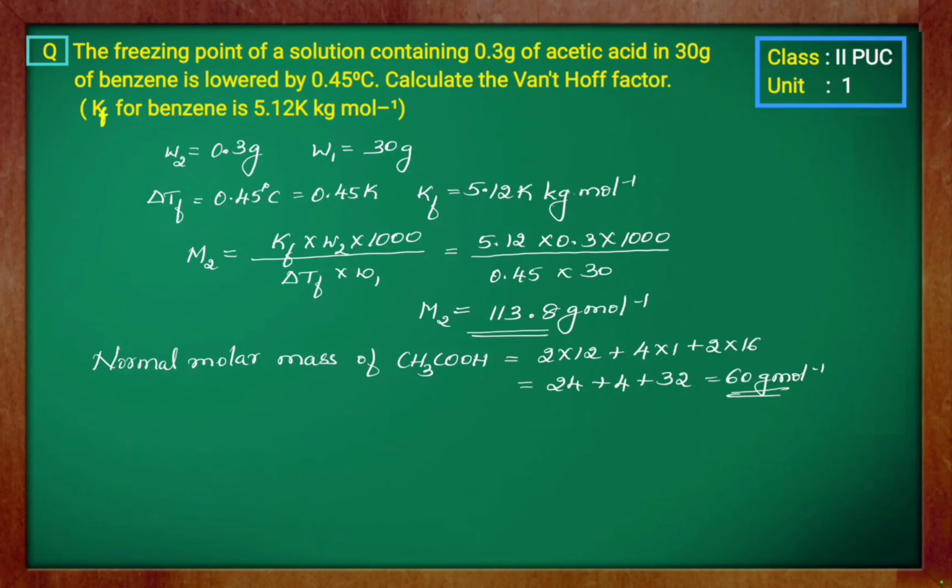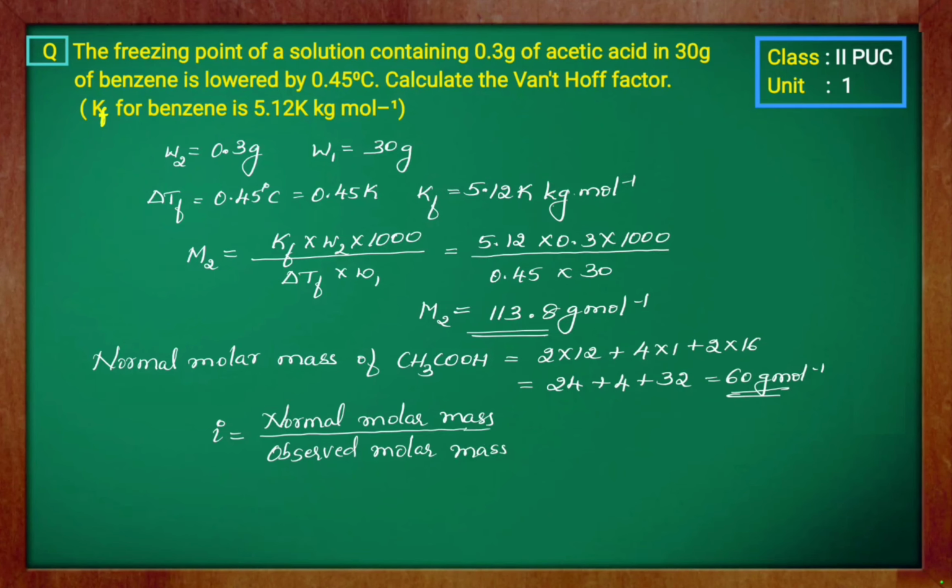So we observe there is a change in molar mass of acetic acid in the experimental value. So we need to calculate Van 't Hoff factor, which is I, that is the ratio of normal molar mass to the observed molar mass, which is calculated by the experimental value. So that is observed molar mass.